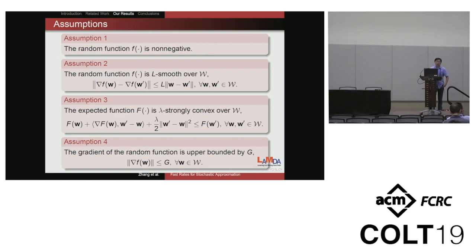Okay, these are our assumptions. We assume that the random function is non-negative and L-smooth. We assume that the expected function capital F is lambda strongly convex. We also assume that the gradient of the random function is bounded by some constant G. All of the assumptions are very standard.